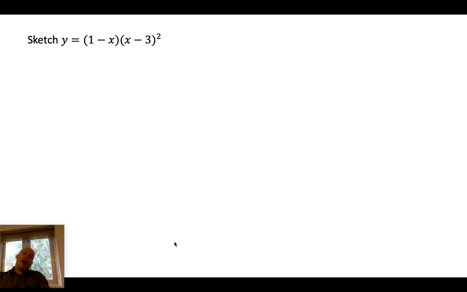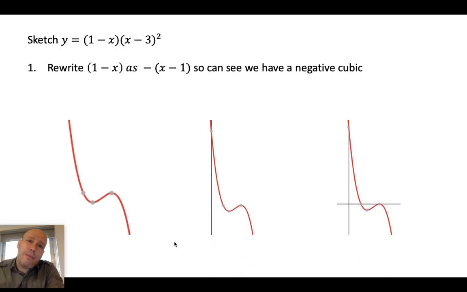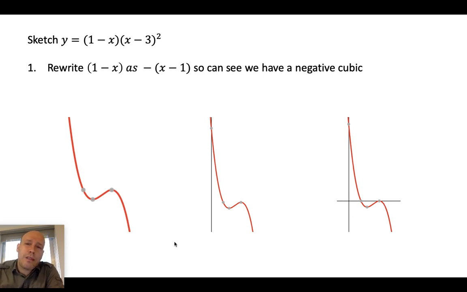Let's look at an example. I changed it from the book. It asks you to sketch y equals (1 minus x) times (x minus 3) to the second power. So the first thing we're going to do is rewrite 1 minus x as negative (x minus 1), so we can see it has a negative cubic. Next, the y-intercept is 9.